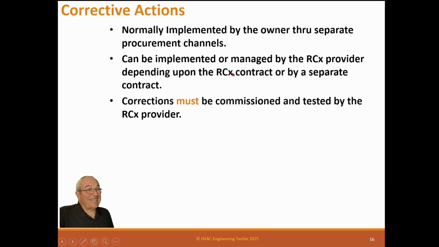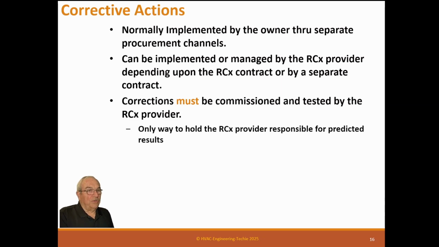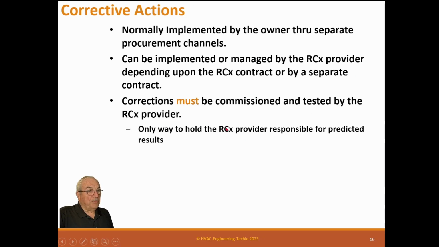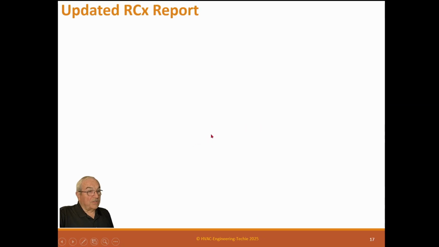Corrections must be commissioned and tested by the RCx provider. That's very, very important. If you don't commission the work, they can't really hold you responsible for it not working. And also, by commissioning it, you then may be able to guarantee that it actually works, and it helps your reputation, and it's a great sales tool for the next job. Remember, you're always working for customers who have lots of buildings, so you're always working for that next job. It's the only way to hold an RCx provider responsible for predicted results. Now that's in the whole building. They need to keep you involved. If they don't, then you're at risk.